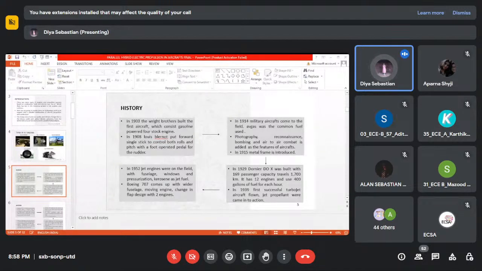Then in 1929, the Dornier Do X aircraft was built, with a 169 passenger capacity, traveling 1,700 kilometers. But the drawback was that it used 12 engines and 400 gallons of fuel for each hour. In the 1930s, the biggest aircraft was the Dornier Do X. Then in 1939 the first successful turbojet was invented, though its studies had started, I think, from 1935 onwards, and the jet engine aircraft was done by 1952.